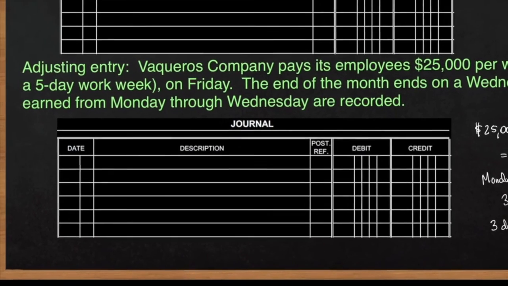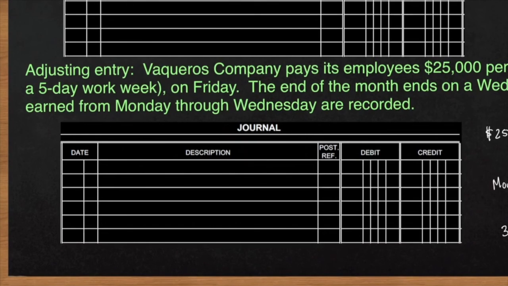This is key because we're making an adjusting entry, since we have to record the expense in the current month, which is January, because Monday, Tuesday, Wednesday is still considered January. So on January 31st, what you want to do is debit wage expense for the $15,000.